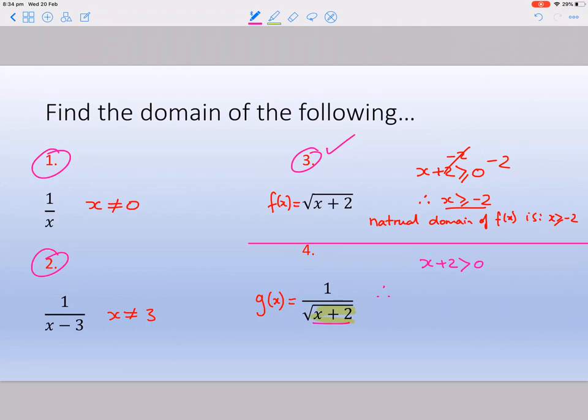So we can say, therefore, the natural domain of g of x is the same thing except without the equals: x has to be greater than negative 2. We can see that quite clearly. What might be interesting is if you put these into Desmos and see what you get. I think you might find some interesting things about the domain. Anyway, that's the lesson on natural domain.